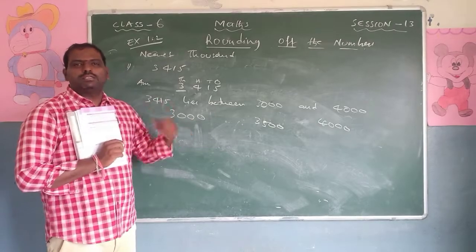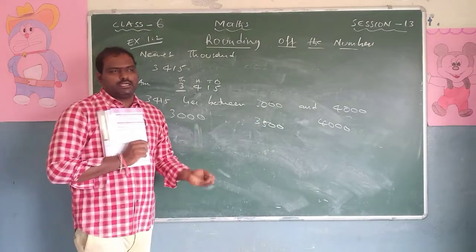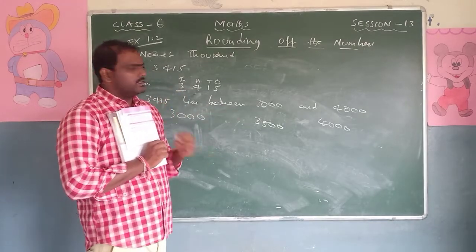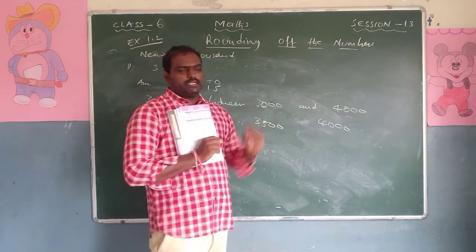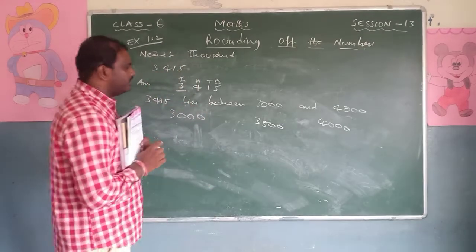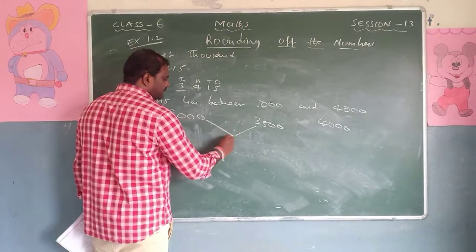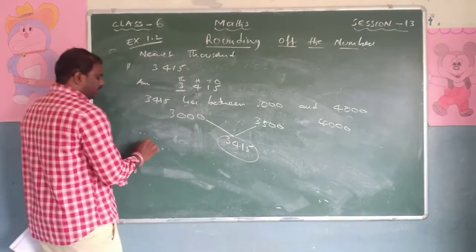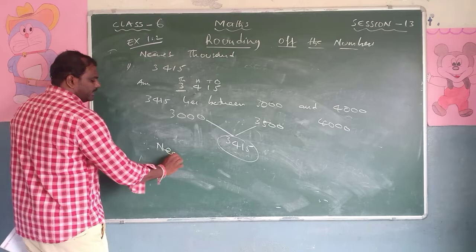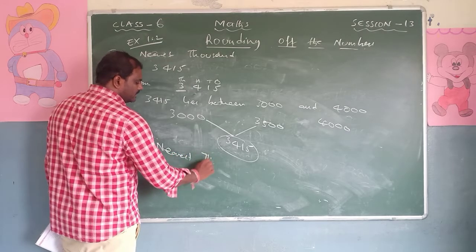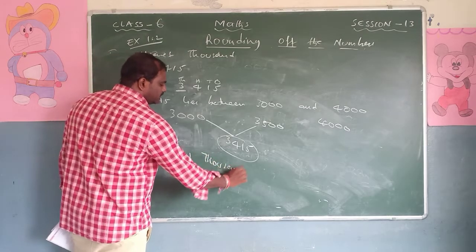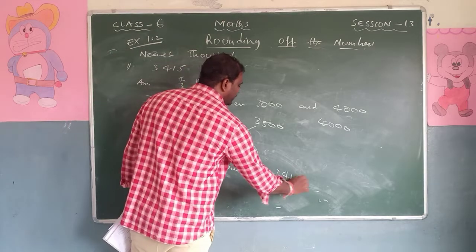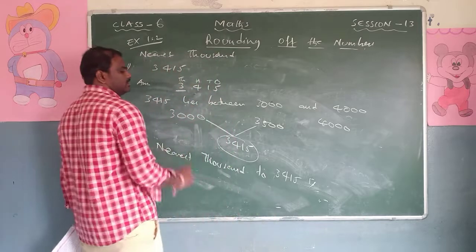3000, 3100, 3200, 3300, 3400, 3500. And after this 3600, 3700, 3800. Now 3415 lies between this. So therefore what is the answer? Therefore nearest 1000 to 3415 is 3000. This is the answer.